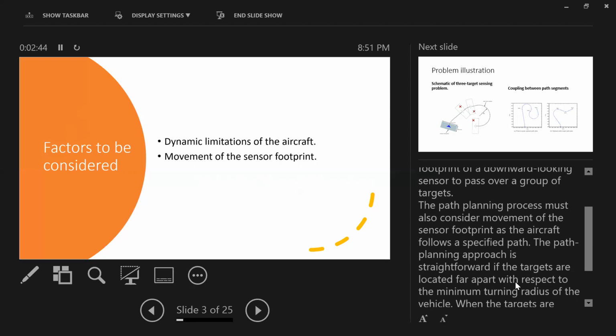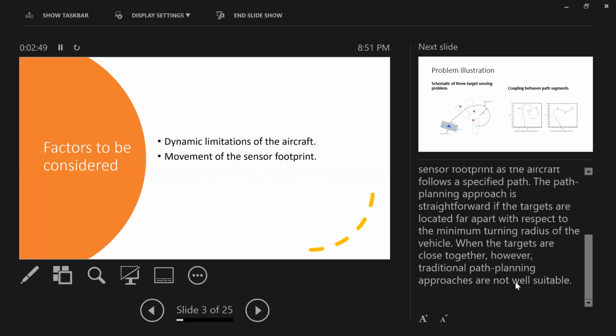In the case where the targets are located very far apart with respect to the minimum turning radius of the vehicle, and on the other hand, when the targets are closely packed together, then the traditional path planning approach is not suitable.